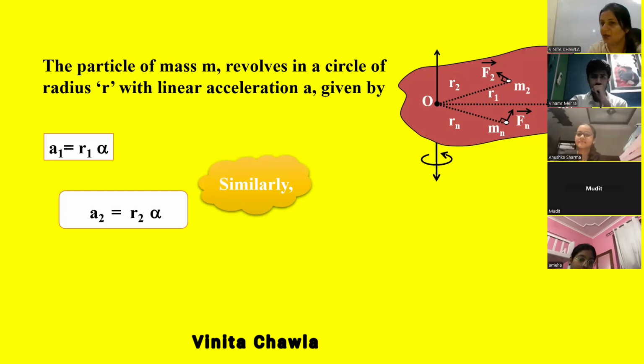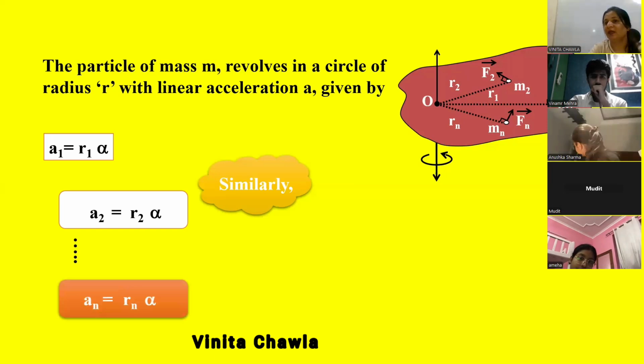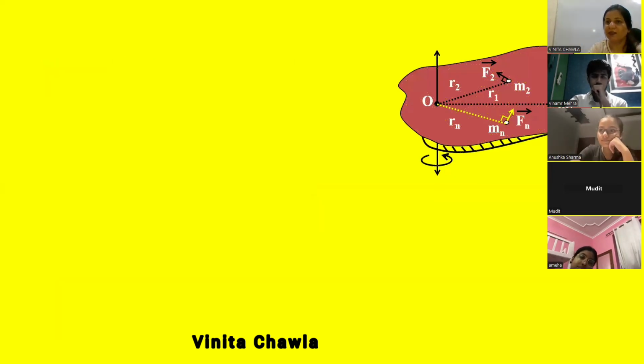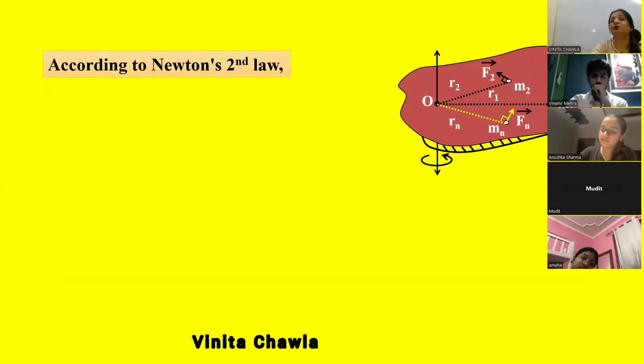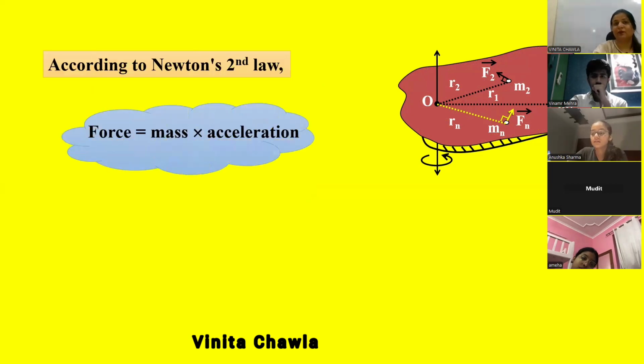Acceleration of the first particle is a1. a1 is r1 alpha. Similarly, we can write the acceleration of the second particle: a2 is r2 alpha. We can write the acceleration for the nth particle: an is rn alpha. Okay? So we have written accelerations for individual particles. Now, according to Newton's second law, force is mass into acceleration.